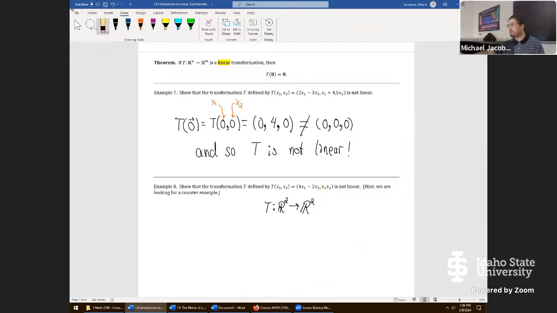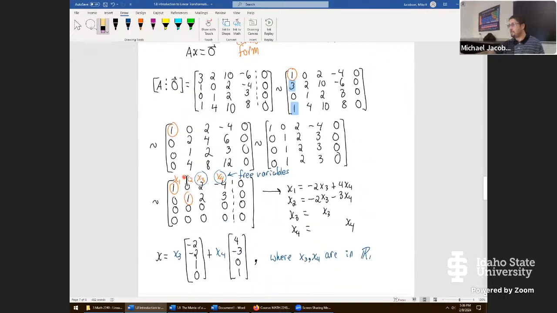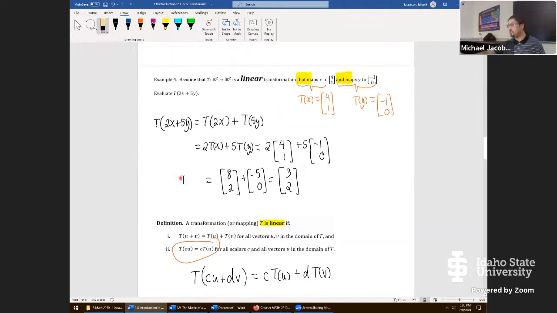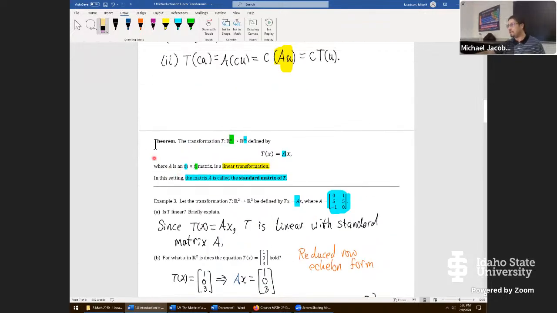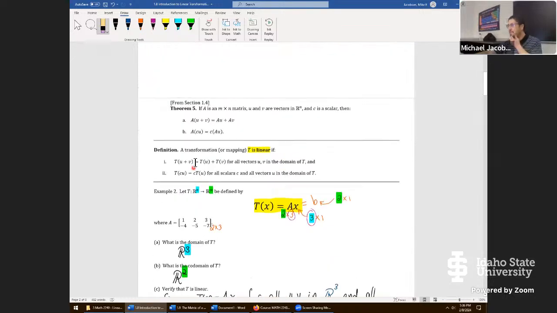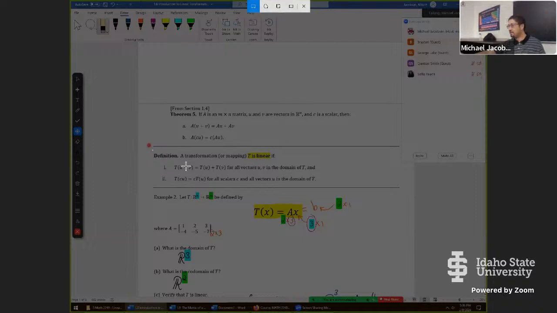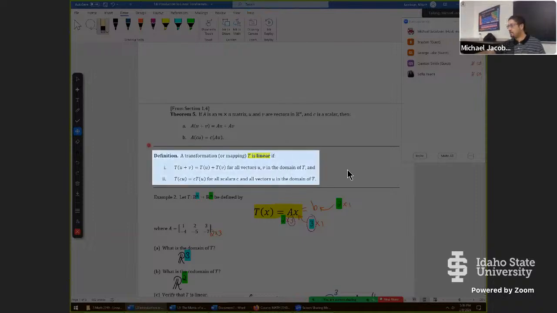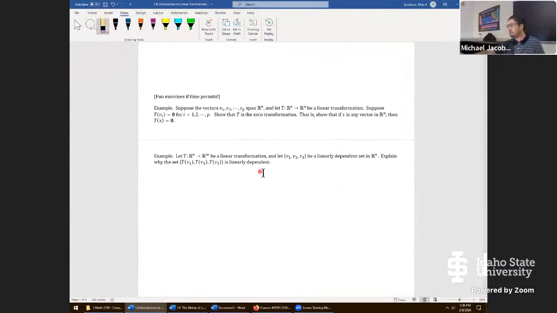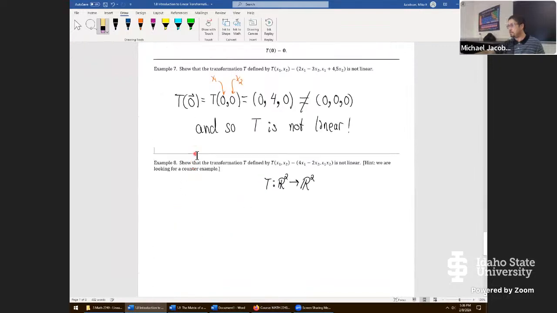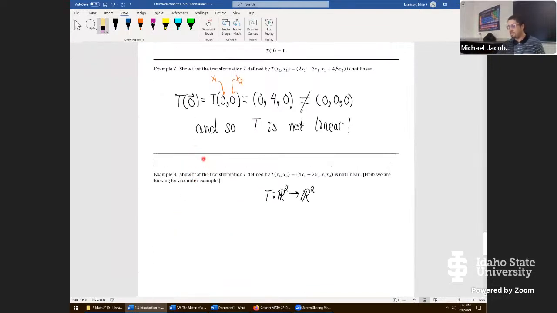To help us out with this, let's go and get some tools. If we're trying to decide if something is linear or not, really we should just be looking directly at this information up here. There we go. There's our definition for linear transformation. So let's bring this down into the problem. We can just squeeze it in right here.